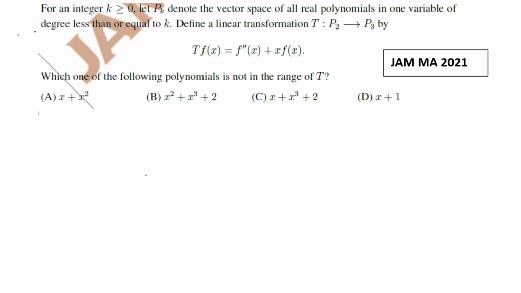And define the transformation T from P2 to P3 by T of f of x equal to f double dash x plus x f of x. Then which of the following polynomials is not in the range of T? That is the question. Now, the solution.